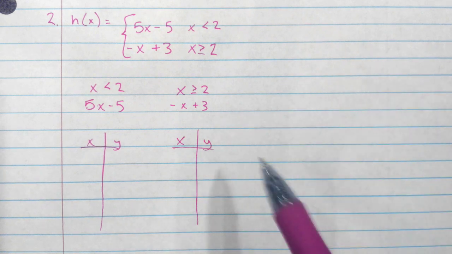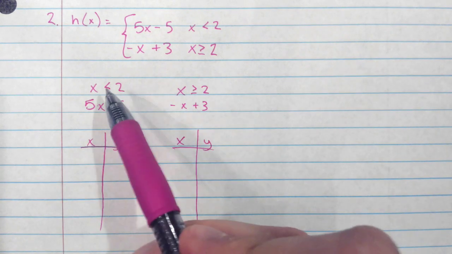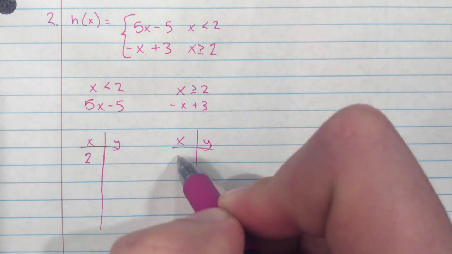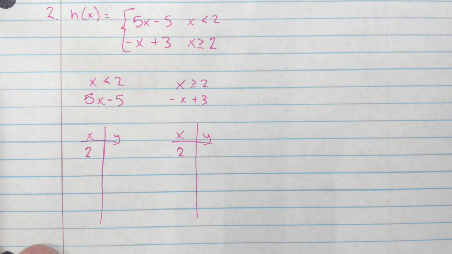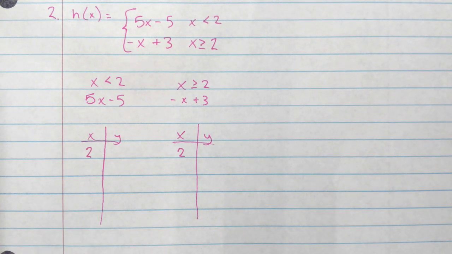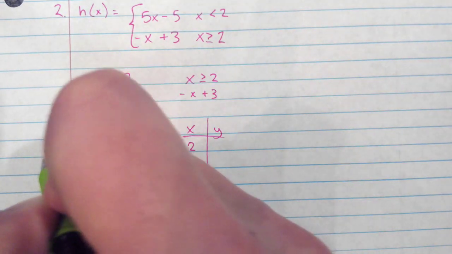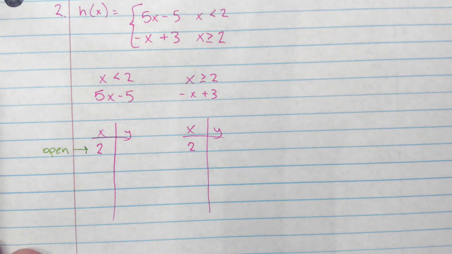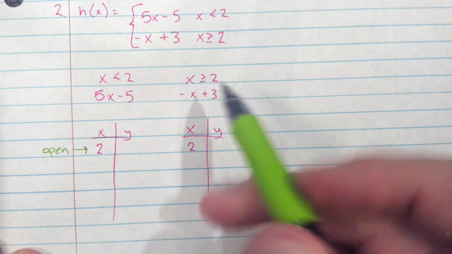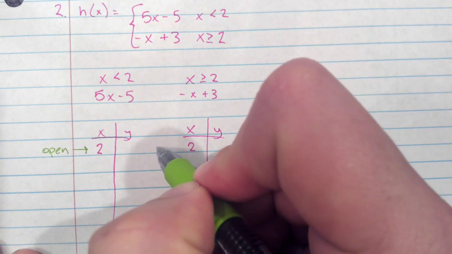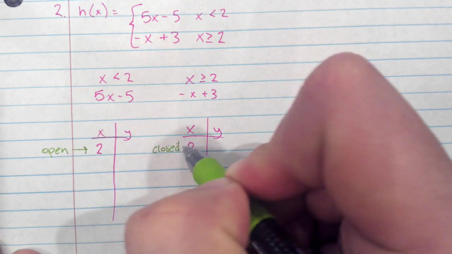And then what value do I have to pick for both of them? Because my inequality just says 2, I have to pick 2. And then my inequality tells the other ones that I'm going to pick. But before I pick those, I make the note. That's a less than symbol, no line underneath. So that's going to be a big open circle. That has a line underneath of the inequality symbol. So that's going to be a nice big closed circle.